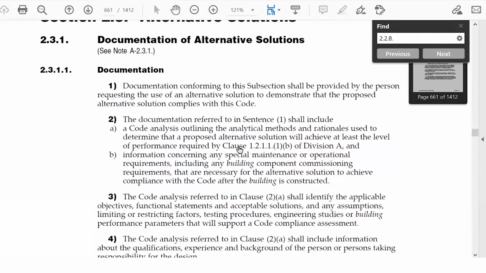If there are any special maintenance or operational requirements that are critical to your alternative solution, or any testing and commissioning requirements specific to some of the installation that you are proposing as alternative solutions, you need to make sure these are included in your submissions. You need to identify any engineering studies, assumptions, restricting factors, limitations that you have used, or any testing procedures if you have used them in your analysis.